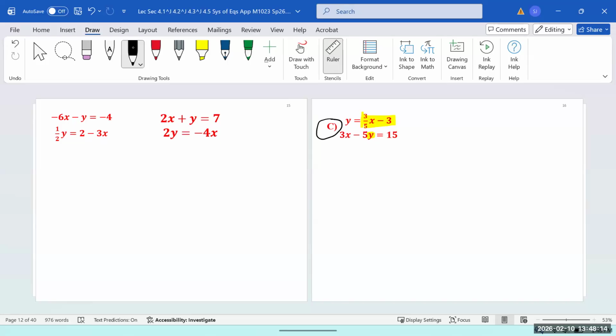I have a question. When you have a number equal to the other number, that means it's true. If you have the same number, then it's true. True means they're the same line.